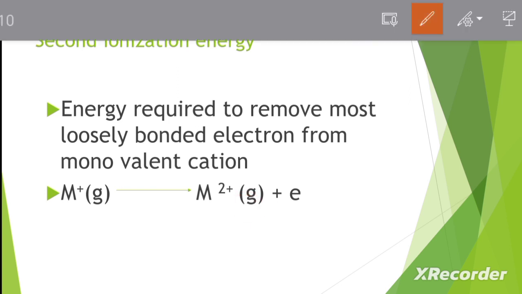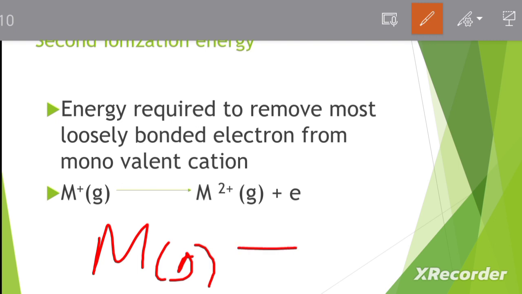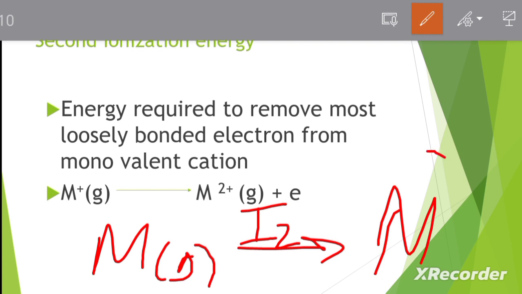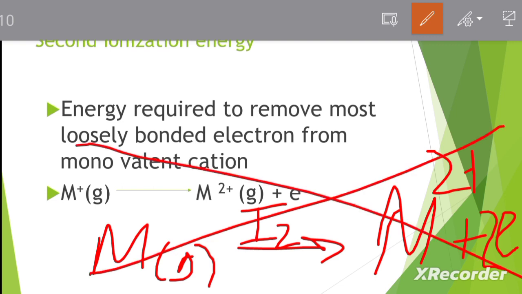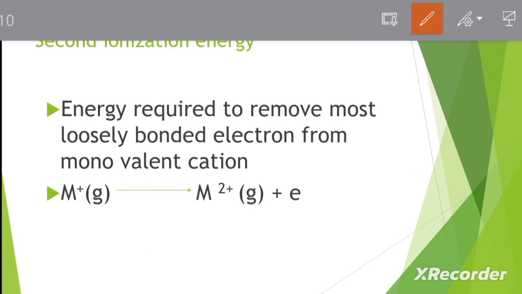So we can't directly give the second ionization energy to a neutral atom like this. If an M gaseous atom is there and we give the second ionization energy to it to get an M2 plus cation plus 2 electrons, that doesn't happen. We have to first give the first ionization energy and form the first cation, and then supply the second ionization energy to form the second cation. So that is the way.